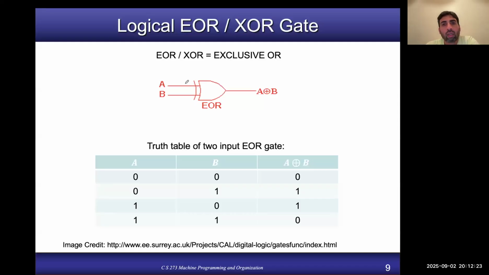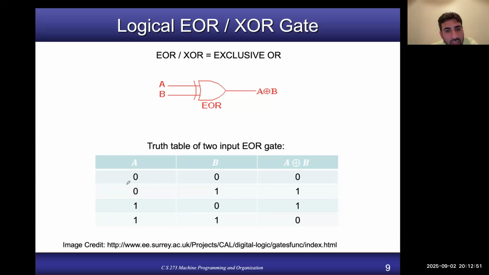Okay. Exclusive OR operation. The exclusive OR operation basically says that the output will be 1 if either A or B is 1, but not both of them. If both inputs are 1 or both inputs are zeros, then the output will be 0. The output will be 1 only and only if one of the inputs is 1.